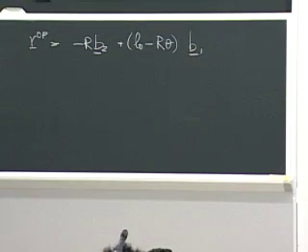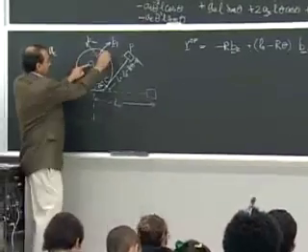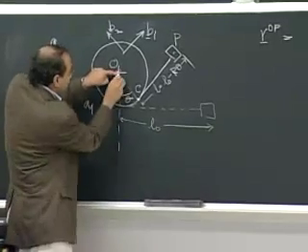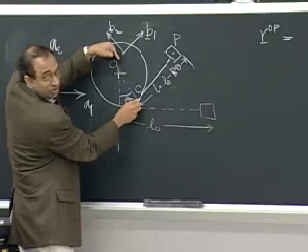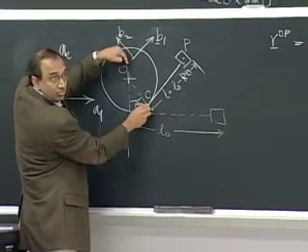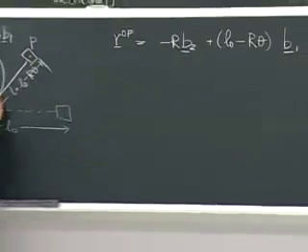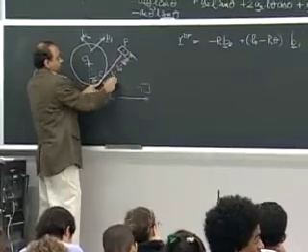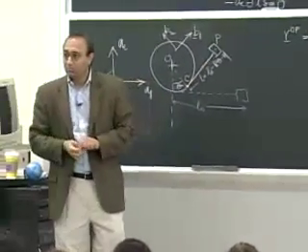It's very simple, right? Remember what I said, take a deep breath, break the problem down. ROP is actually this vector plus this vector, right? What is this vector? It is ROC, which is the radius, but in the negative B2 direction, right? That's this term. And then this vector is L in the B1 direction, which is L naught minus R theta in the B1 direction. Done. Make sense?